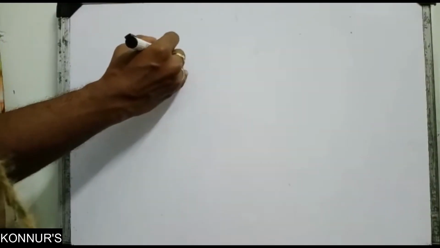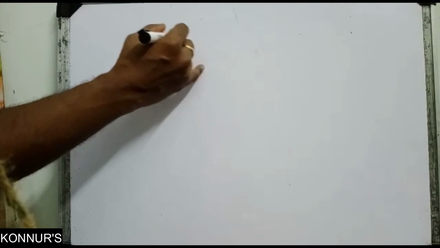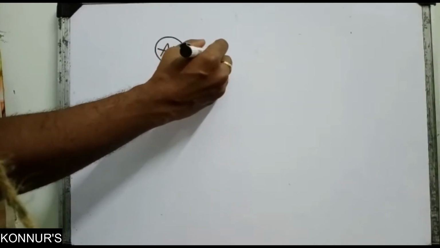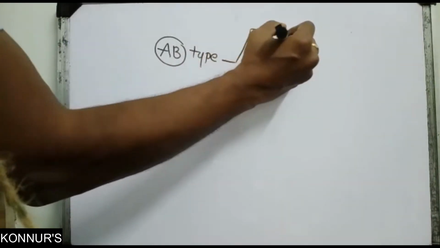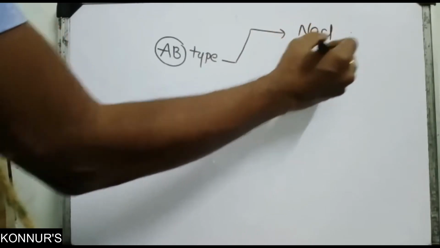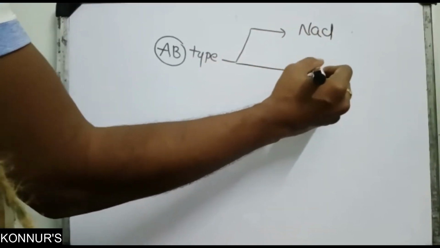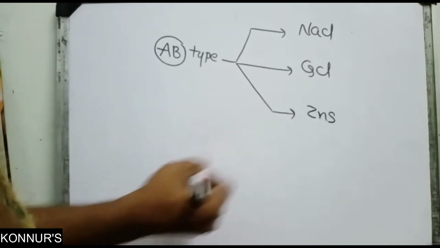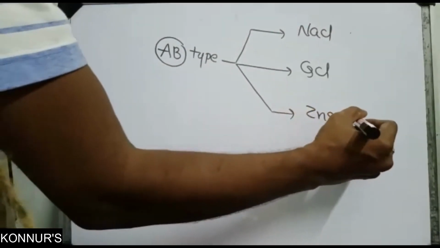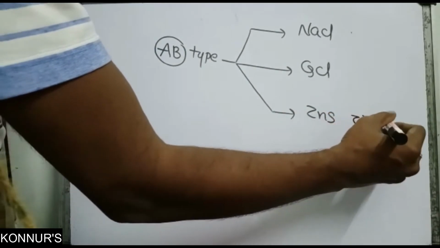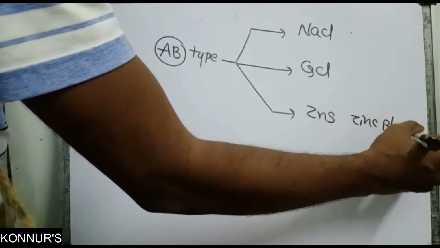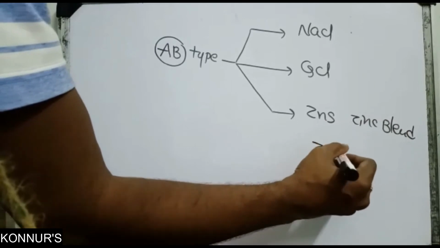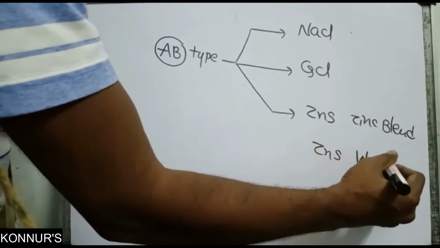In ionic crystals, AB type. In AB type crystals, we have three: NaCl, cesium chloride, and next zinc sulfide. Zinc sulfide we have as zinc blende, and next ZnS as wurtzite structure.